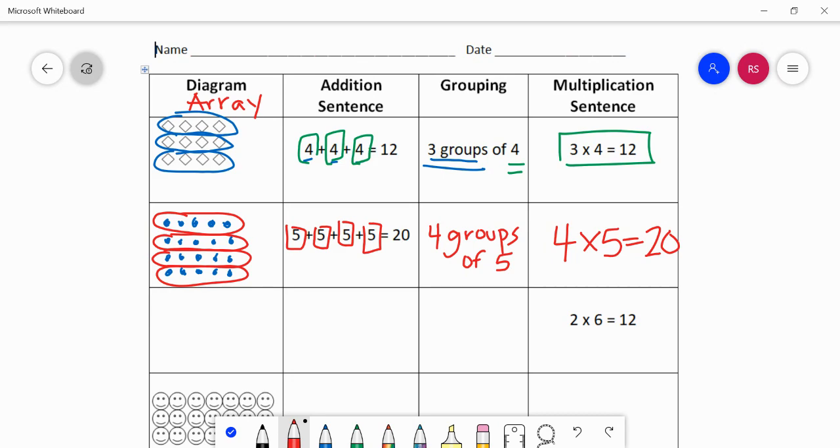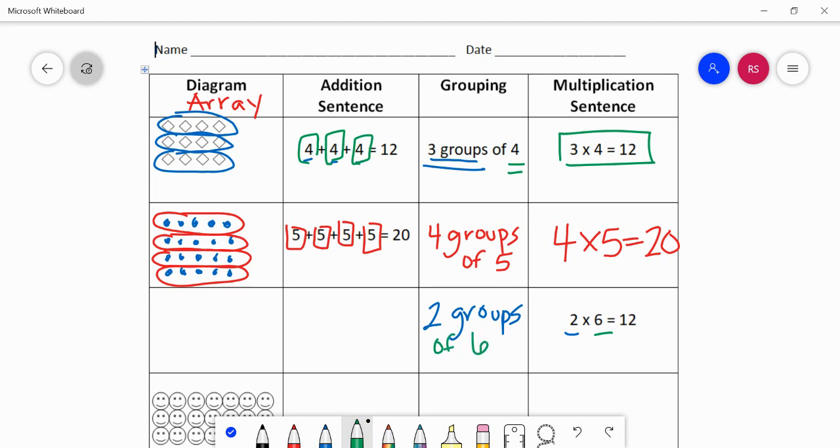Awesome. All right, let's do one more together and then we'll leave the last one for you to try at home. So the multiplication sentence they gave us is 2 times 6 equals 12. Think about how many groups or how many rows you would have. Remember, we always start with our groups, or we always start with our rows. So my first number is 2. So that means I'm going to have 2 groups. And how many are going to be inside of each group? 6. 2 groups of 6.